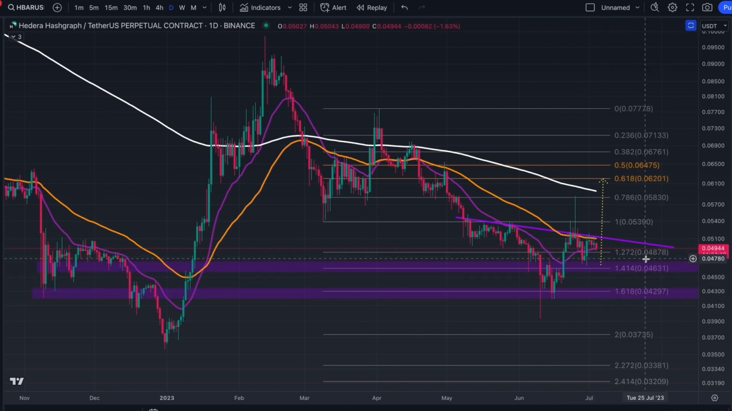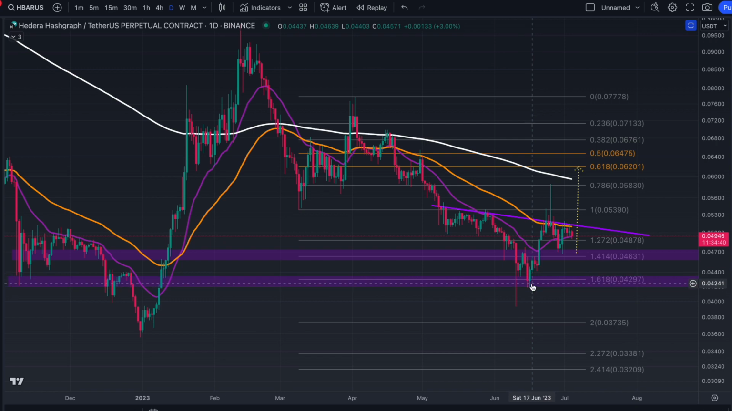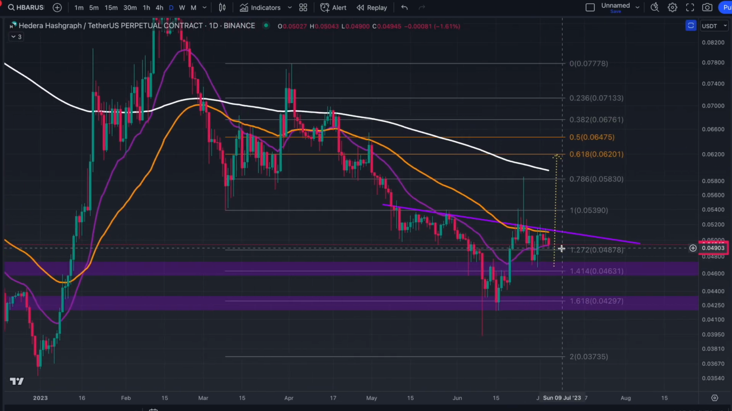You can just use the Fibonaccis. The reason why I thought that price was going to pump literally from that moment is because the 1618 target was met, and we usually reverse from here.